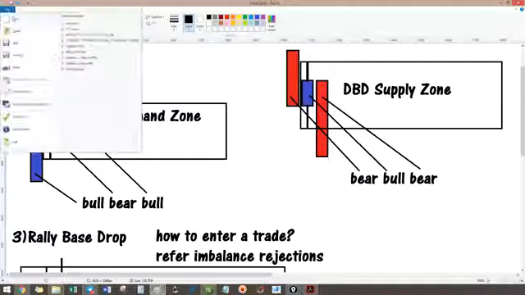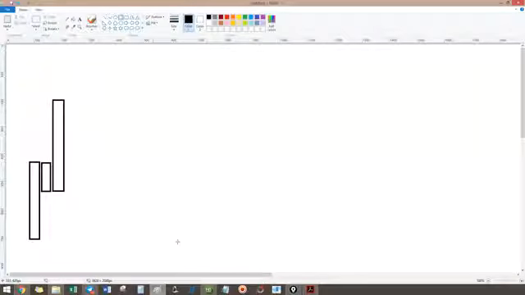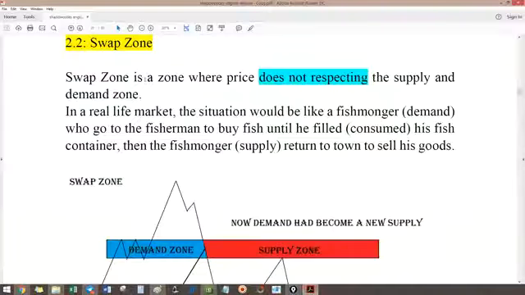Okay, so for example, over here, you got rally base drop or rally base rally like this. Okay, rally base rally. Over here we go through swap zone. So we see the notes on swap zone. Swap zone is a zone where price does not respect. Okay, this is the keyword. Does not respect the supply and demand zone.